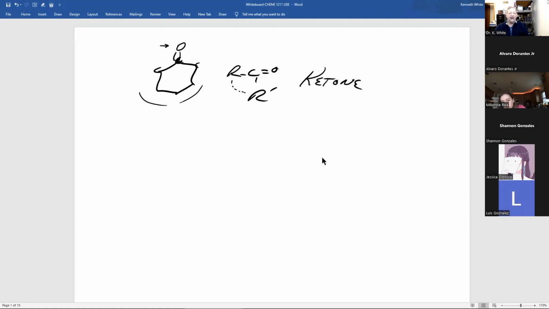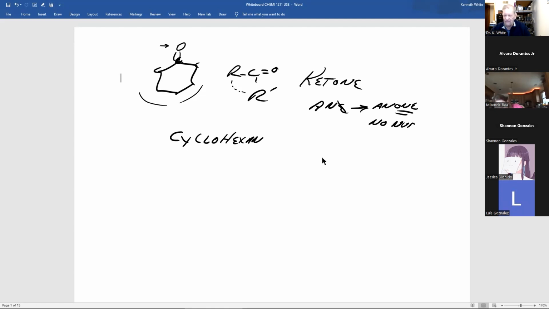And how do you name it? You name the cycloalkane the ketone is in, 6-membered ring, cyclohexane. And you drop the E at the end, add ONE, and no number, because the carbonyl carbon is always number 1, and here there's nothing else, so I'm done. And since this is always going to be 1, always, carbonyls rock. If there's something else on the ring, hold on.